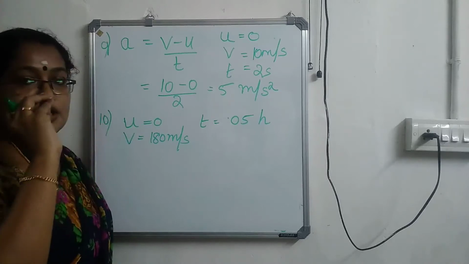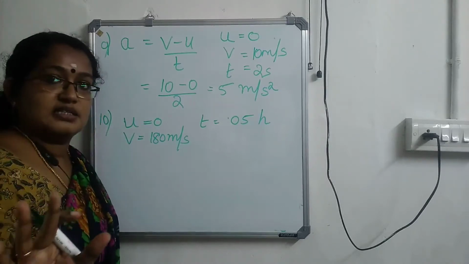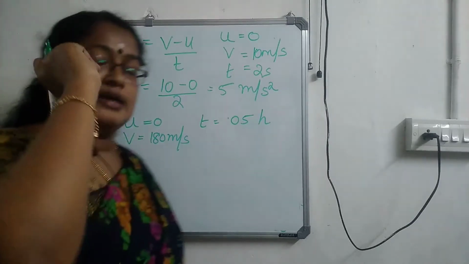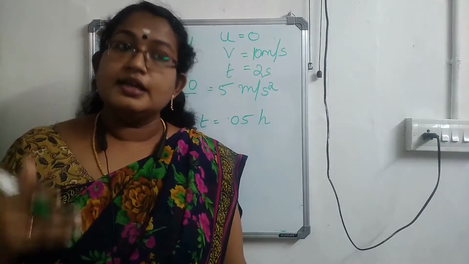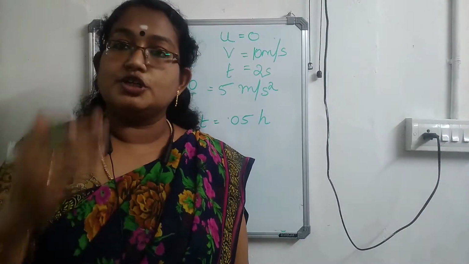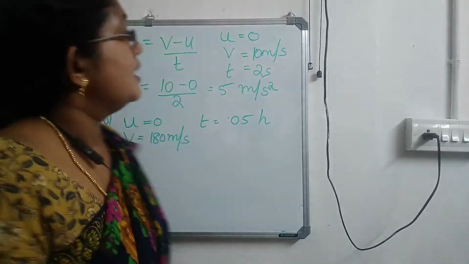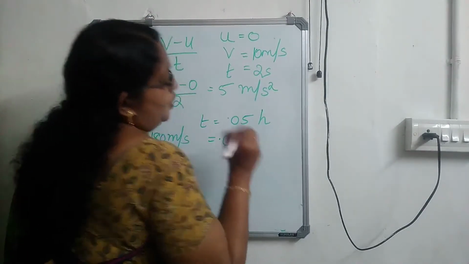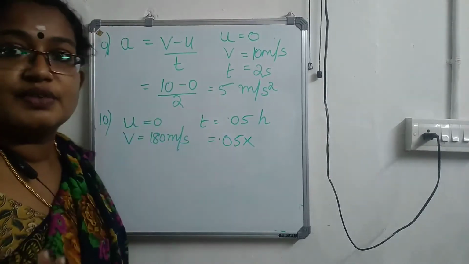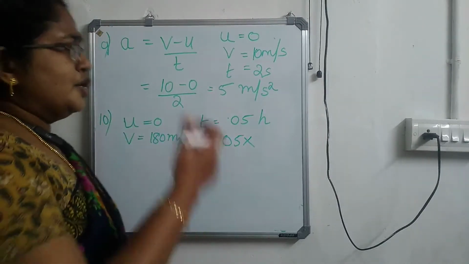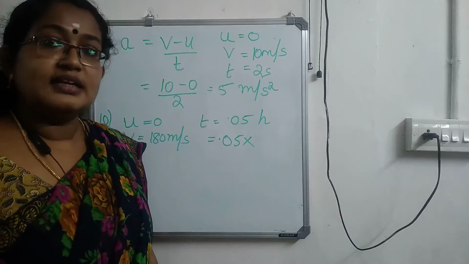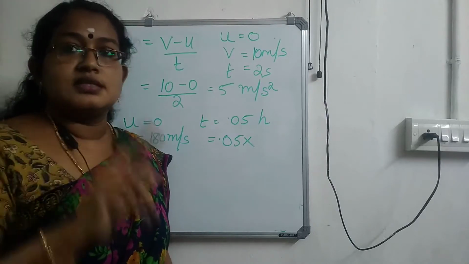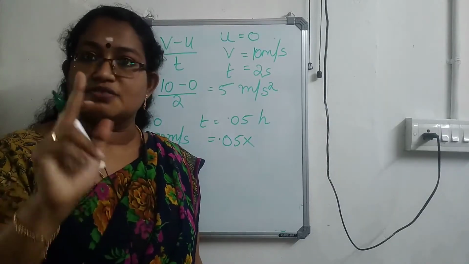This is also something which you have to remember always. If you want to convert from bigger to smaller, you have to multiply. Smaller to bigger, you have to divide. So here it is 0.05 into. You have to multiply since you are going to convert it into seconds. Now, to convert hour to minute, what is the relation? 60 minutes makes 1 hour.